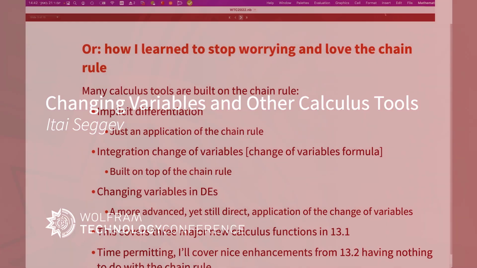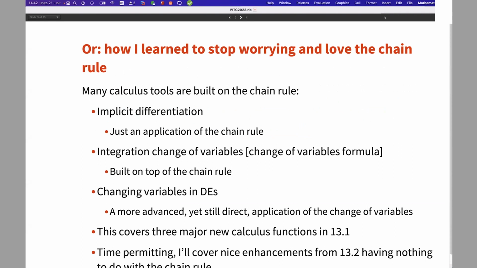So I was thinking about how to organize this talk, and I realized that everything in the main part of my talk is about the chain rule. Implicit differentiation is just the chain rule. Changing variables in an integral is a bit more complicated, but it's basically built upon the chain rule. Changing variables in differential equations is even more complicated in all sorts of ways, but fundamentally it all goes back to the chain rule. And this covers three main new functions in version 13.1 that I'll be telling you about.